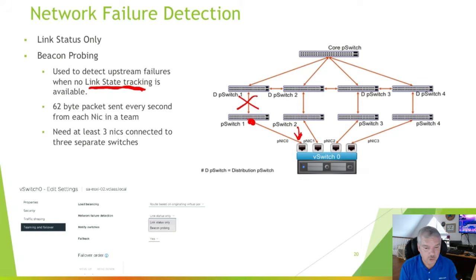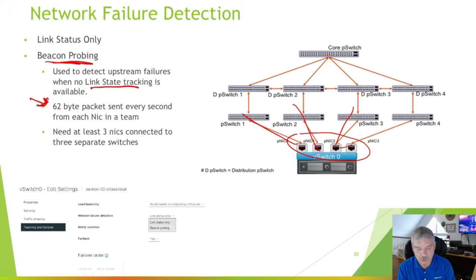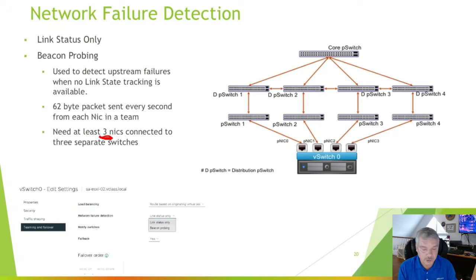Now, suppose you don't have link state tracking. That's where you can select beacon probing. Beacon probing is sort of a software detection method. It sends out a 62-byte packet every second to everybody in the team. So this one sends out one, and so on. You need at least 3 NICs, because we have to receive the packets from the other ones. If we don't, then we know we're bad, and we have to turn off that link or fail over at that point. This needs at least 3 NICs with 3 separate switches.